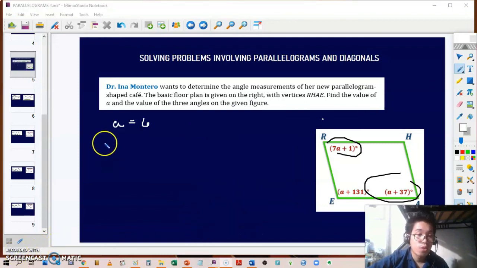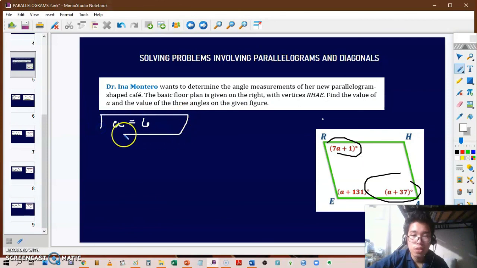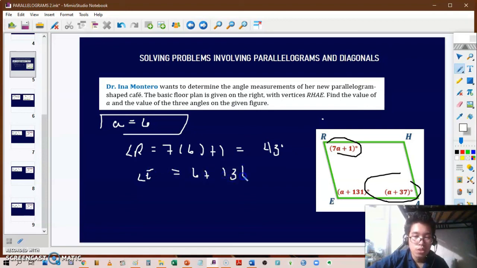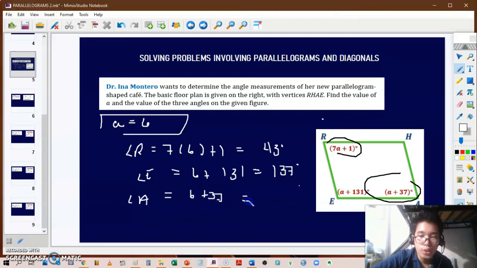After this, we can now solve for the value of the angles. Angle R is equal to 7 times 6 plus 1, which is equal to 43 degrees. We also have angle E, which is equal to 6 plus 131, so that's 137 degrees. And also we have angle A, which is equal to 6 plus 37, so that equals 43 degrees.